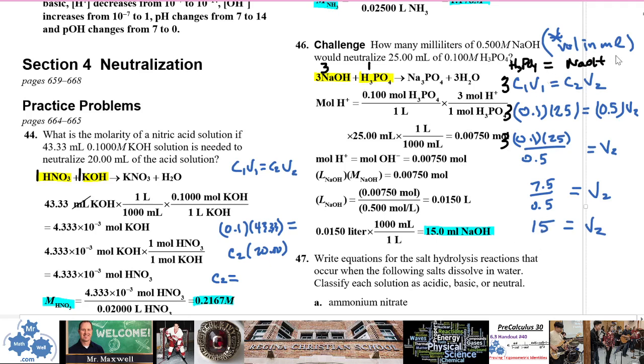Again, you do not have to convert the milliliters to liters if you use milliliters on both sides. Okay, so milliliters on both sides. So there's your 44 through 46. Any questions about what you see up there?